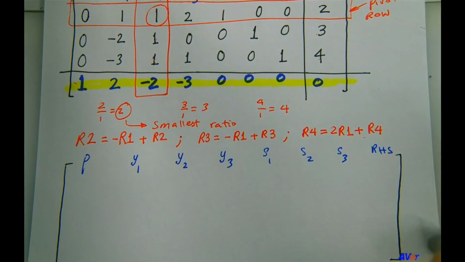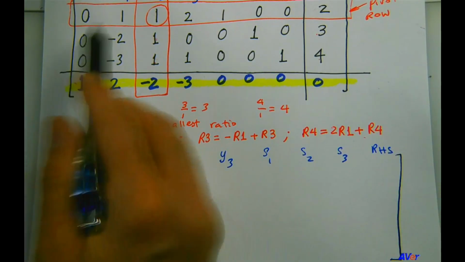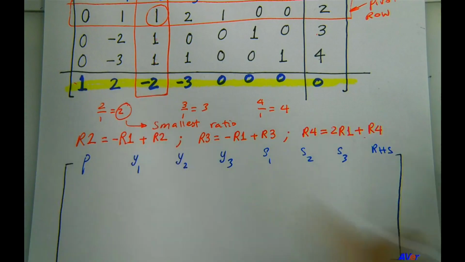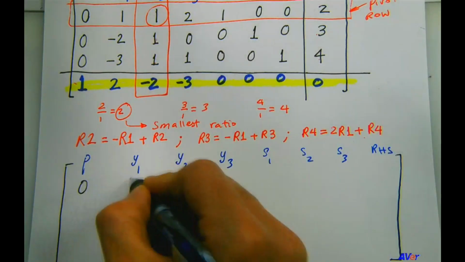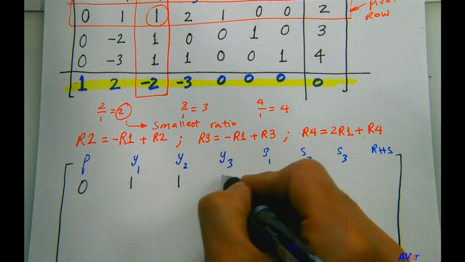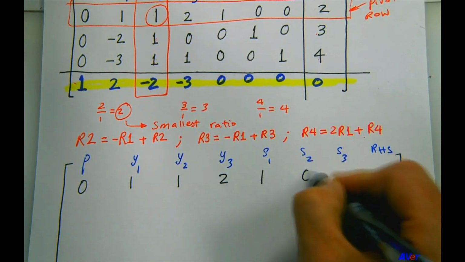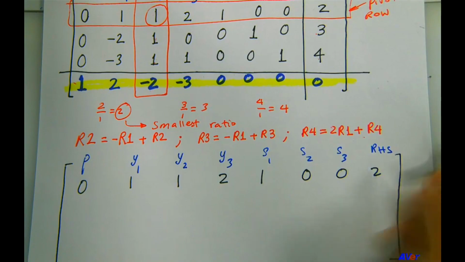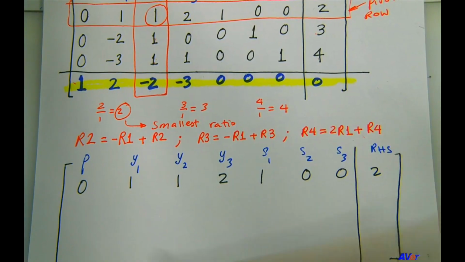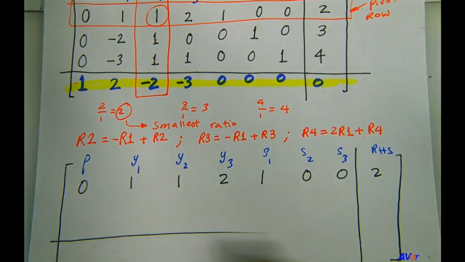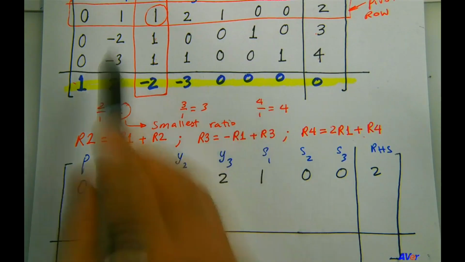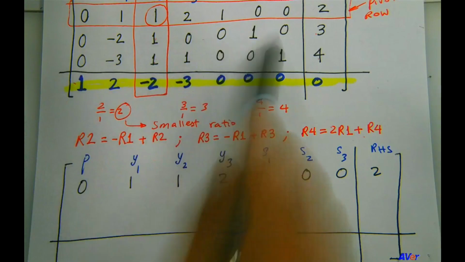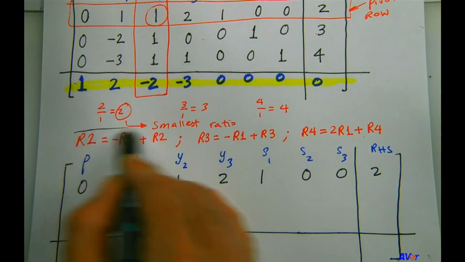So let me see if I can move this a little bit higher. Okay, the first row is the pivot row. It's not going to change. So let's write those numbers again here: 0, 1, 1, 2, 1, 0, 0, and 2. Okay, so the second row is changing according to this row operation.